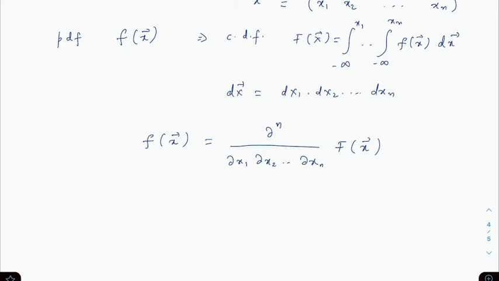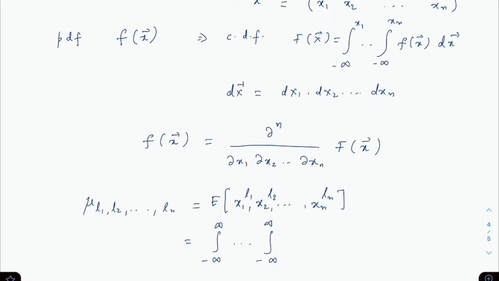The moments about the origin of order, say, L1, L2, Ln, is nothing but the expectation of x1 to the power L1, x2 to the power L2, and xn to the power Ln, which is again given by an integration over n such variables of x1 to the power L1, x2 to the power L2, xn to the power Ln multiplied by the probability density function of this collection.